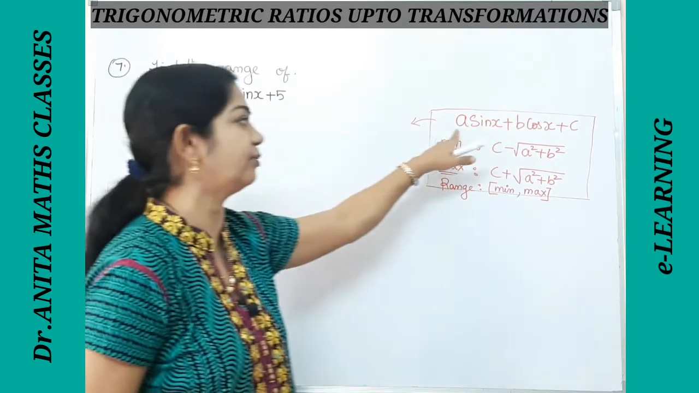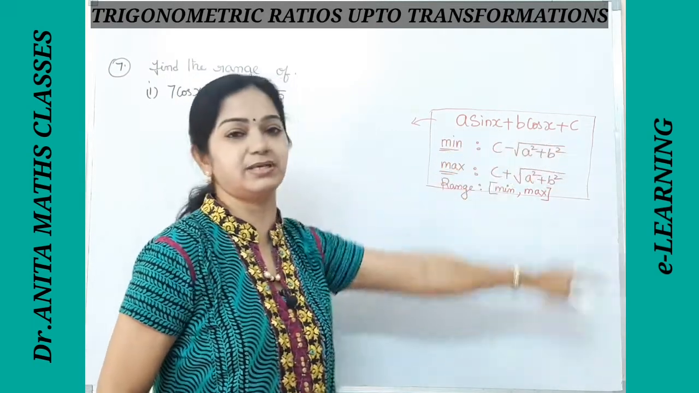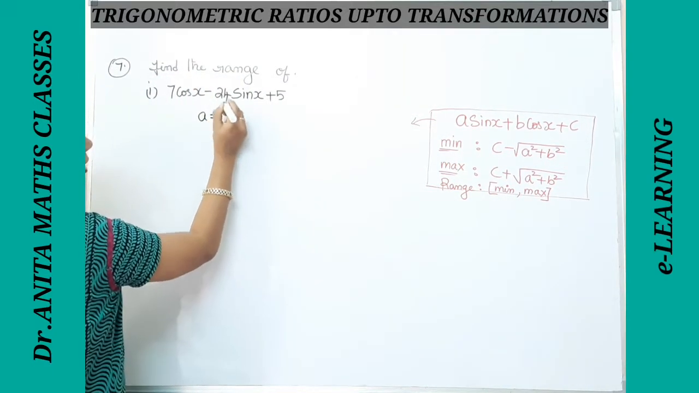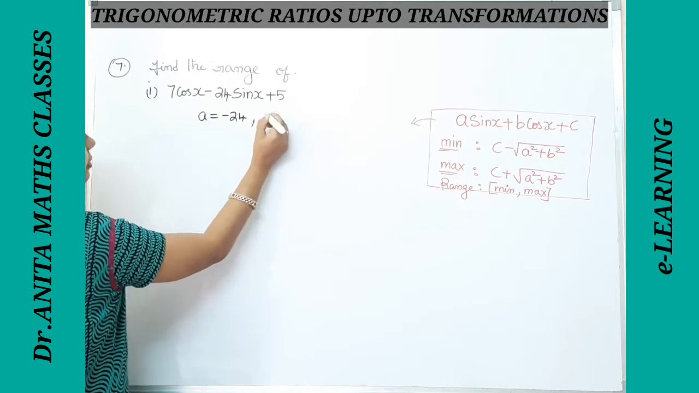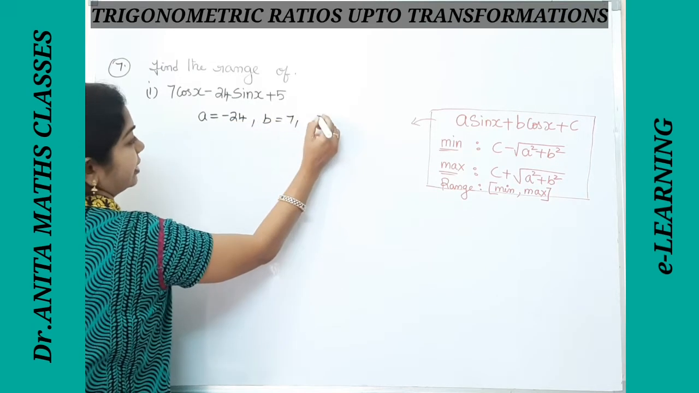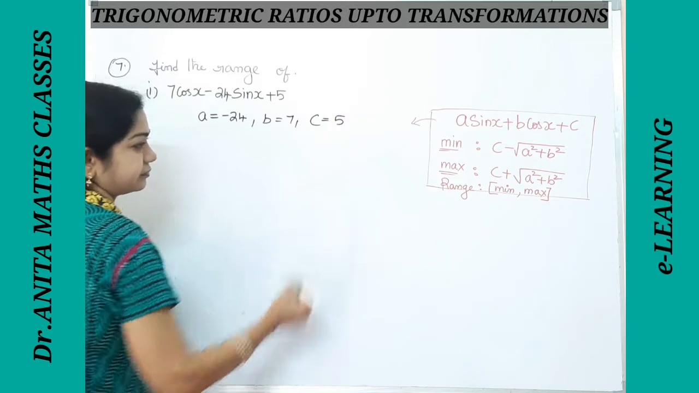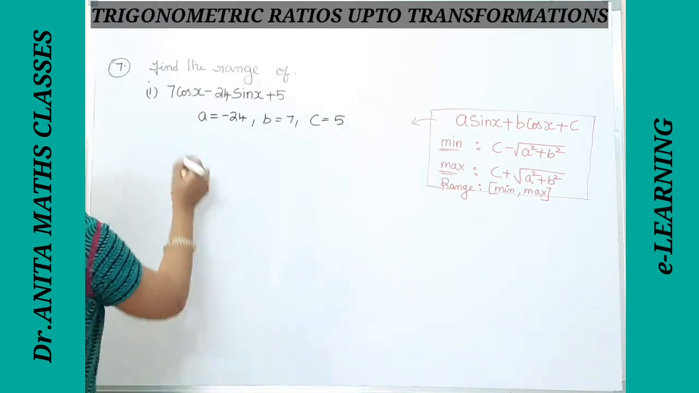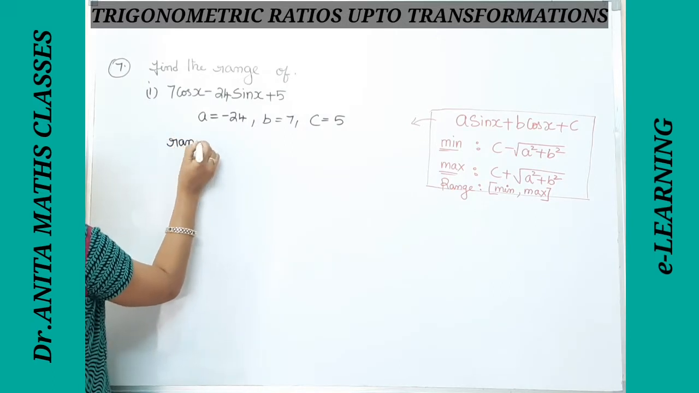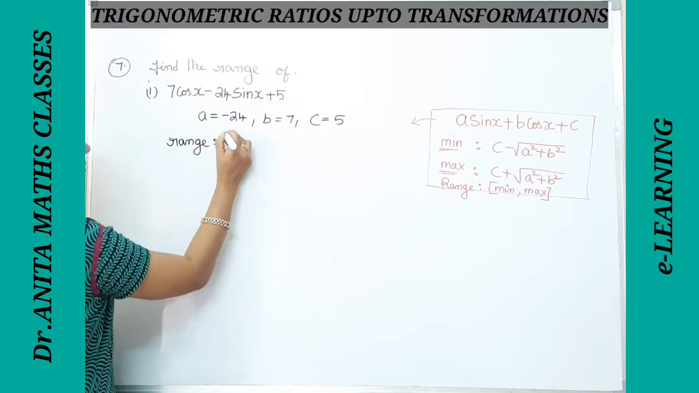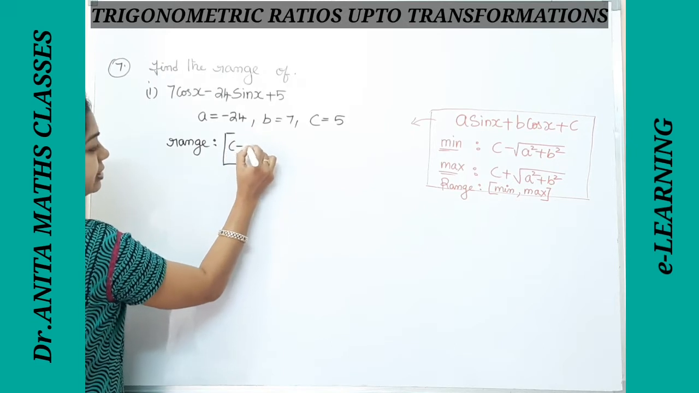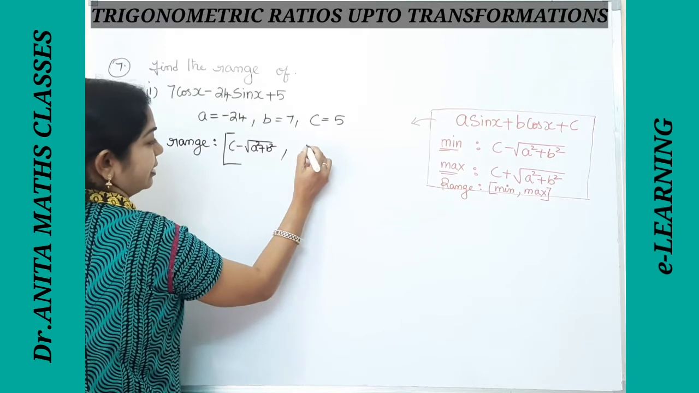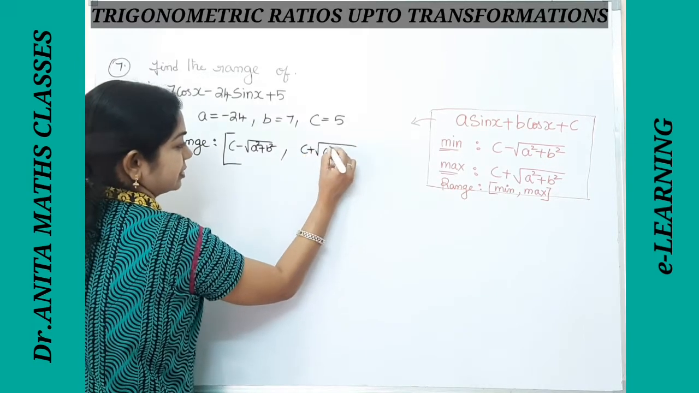Here, find the range of this equation clearly. This is again in the form of a sin x plus b cos x plus c. So let us write a value, b value and c. A value is minus 24. Here b value is 7, whereas c value is just 5. To find the range, we need to find minimum and maximum. Directly we will write it as range equal to c minus under root a square plus b square and c plus under root a square plus b square.